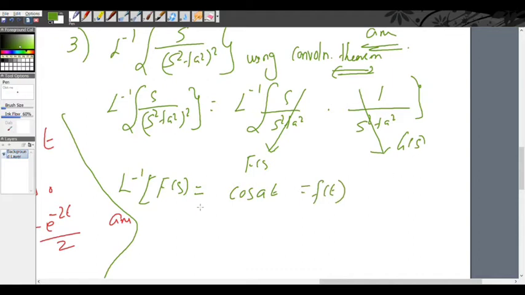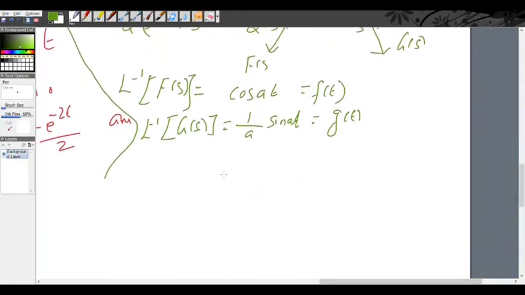Now g of s. L inverse of g of s, 1 by (s square plus a square), that is nothing but 1 by a sin at, just applying the formula. This is nothing but g of t. Now what they are asking is to use the convolution theorem to find the product of f of t and g of t. So let us try to do that.